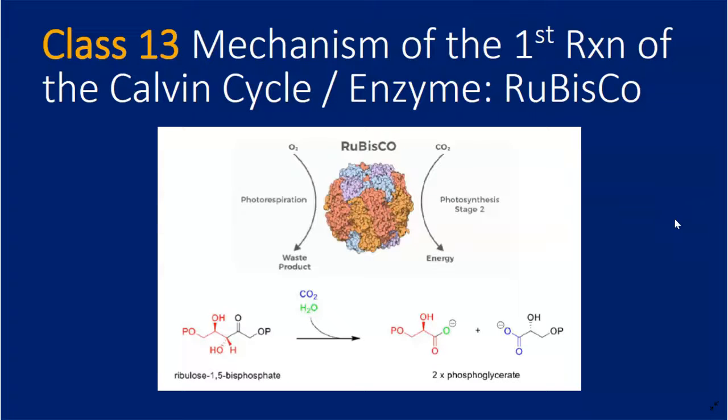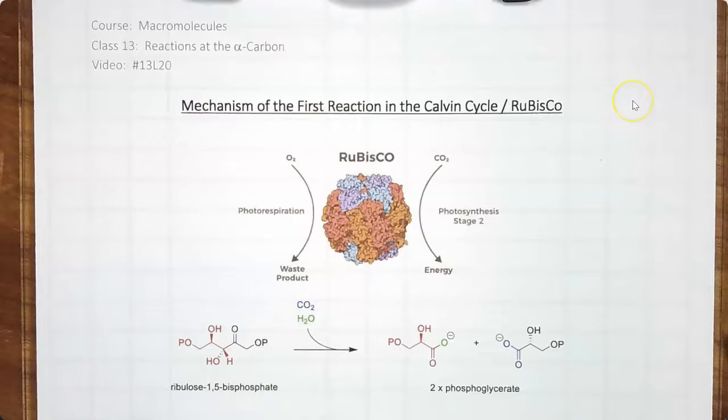Hi all, this is a video where I talk about RuBisCo, an enzyme in the Calvin cycle. It is the second stage of photosynthesis, and it is responsible for carbon fixation, taking carbon dioxide from the air and incorporating it into an organic molecule. We are talking about this enzyme and carbon fixation because the first step is to deprotonate at the alpha position. We are going to form an enol.